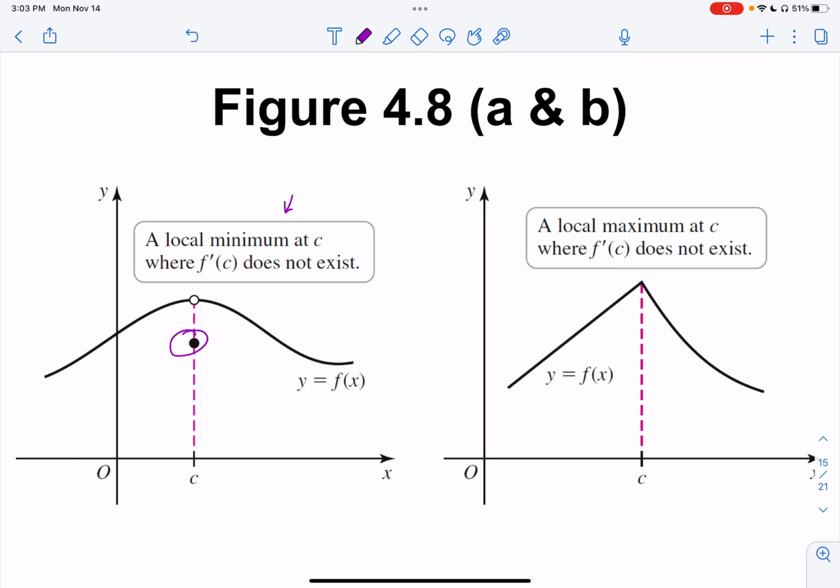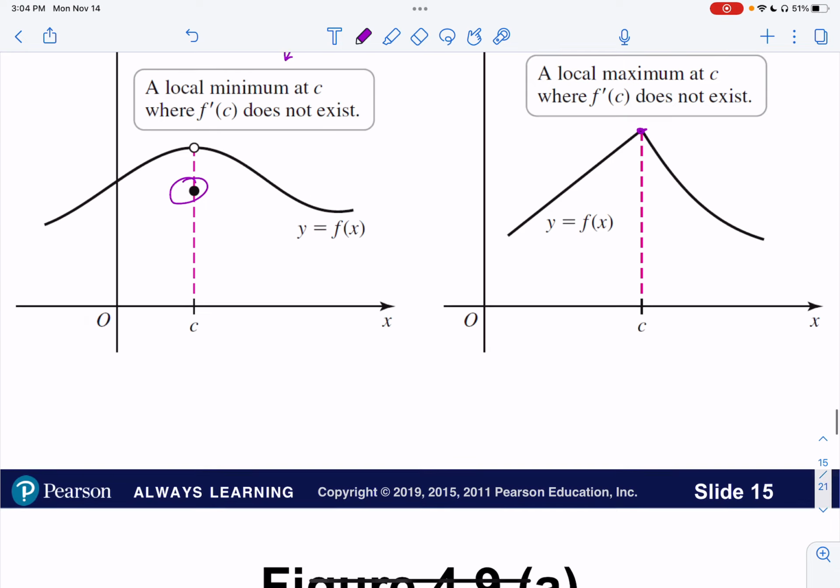So if we look at the one next to it, this is much more common. There's a local maximum at C where the derivative of f does not exist because there's a pointy part there, right? So the slope on one side is increasing at a constant rate, and the slope on the other side is decreasing at what looks like maybe an exponential fall off. I apologize. But we have definitely an absolute maximum or a local maximum right there. Okay.